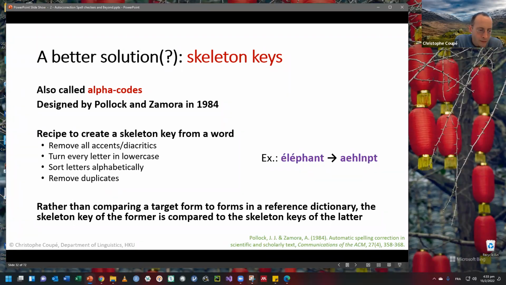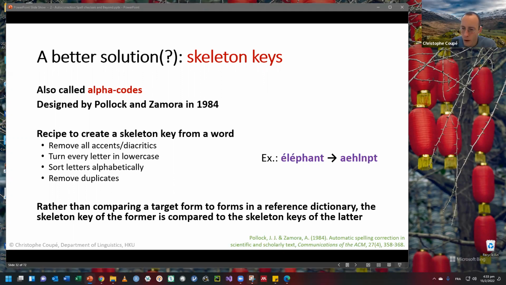The idea is that rather than comparing a target form to forms in a reference dictionary, like what we tried to do just before, you are going to take your target form, compute the skeleton key, and then compare it to the skeleton keys of all the forms in your reference dictionary. So you don't compare the forms directly, but you compare their skeleton keys. Let's practice a little bit.